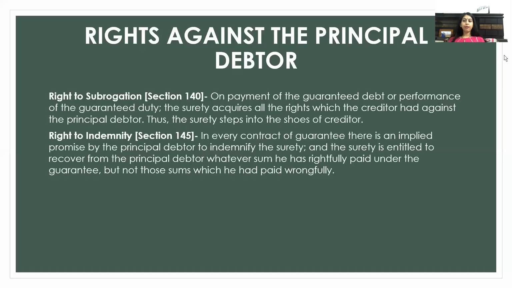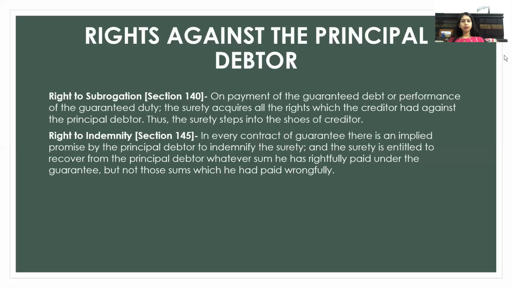Second, section 145, right to indemnity. In every contract of guarantee, there is an implied promise by the principal debtor to indemnify the surety. Means the principal debtor has an implied promise to indemnify whom? To protect whom? The surety. And the surety is entitled to recover from the principal debtor whatever sum he has rightfully paid under the guarantee.